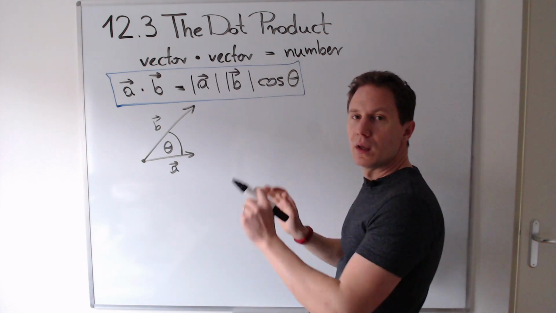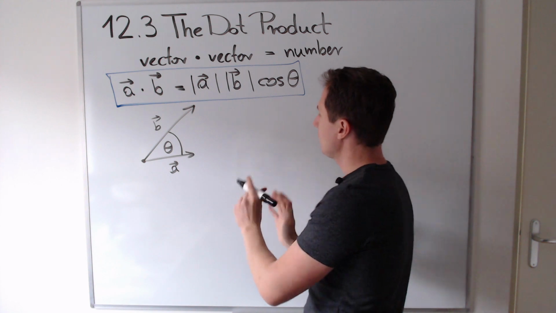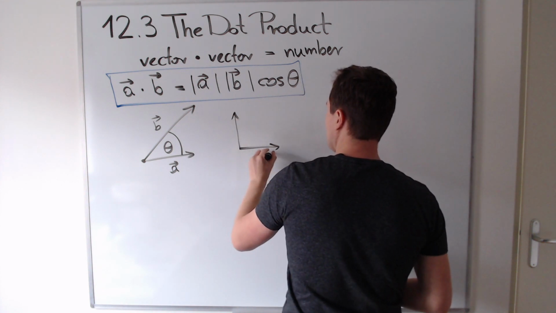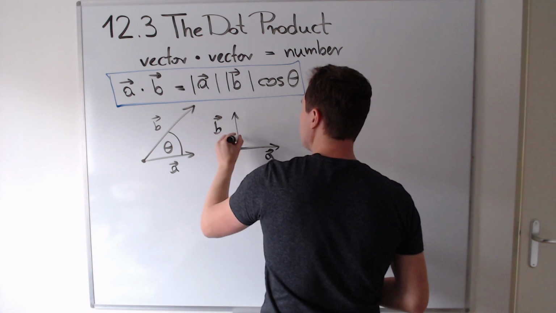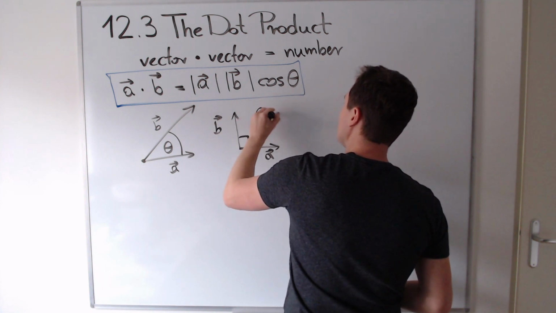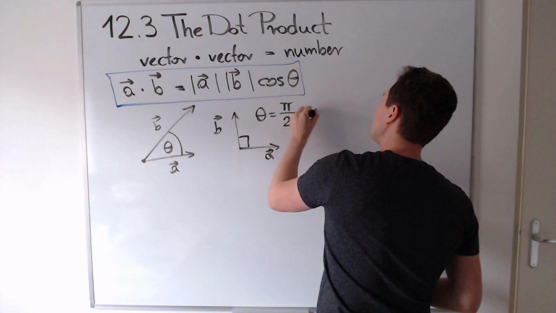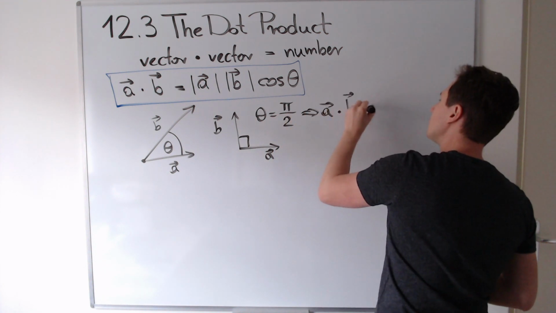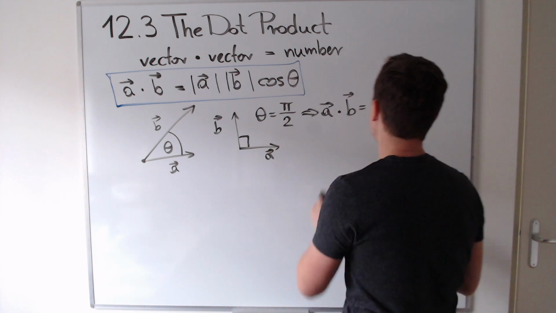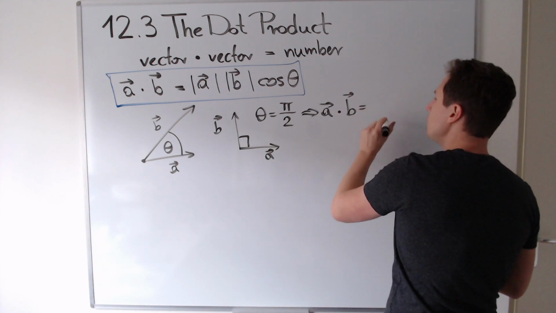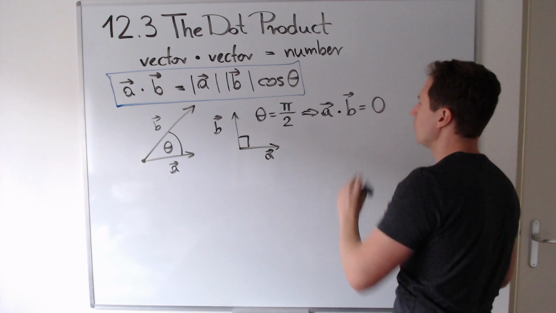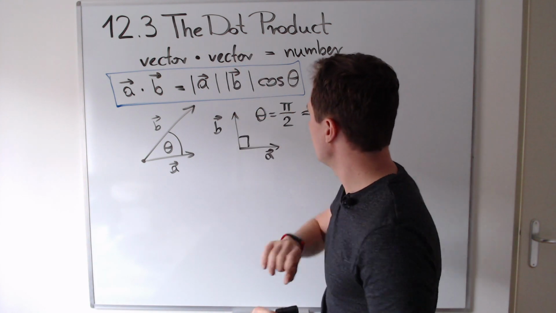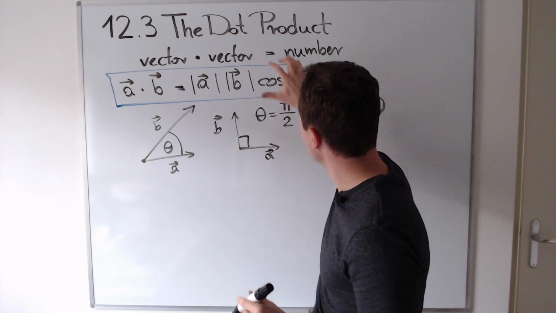And also there is the special case when the two vectors are perpendicular to each other, when the angle between them is 90 degrees, theta is pi over 2, then their dot product gives you 0 because the cosine of pi over 2 radians is 0. So no matter the length of the two vectors. Okay, so that's the basics of the dot product.